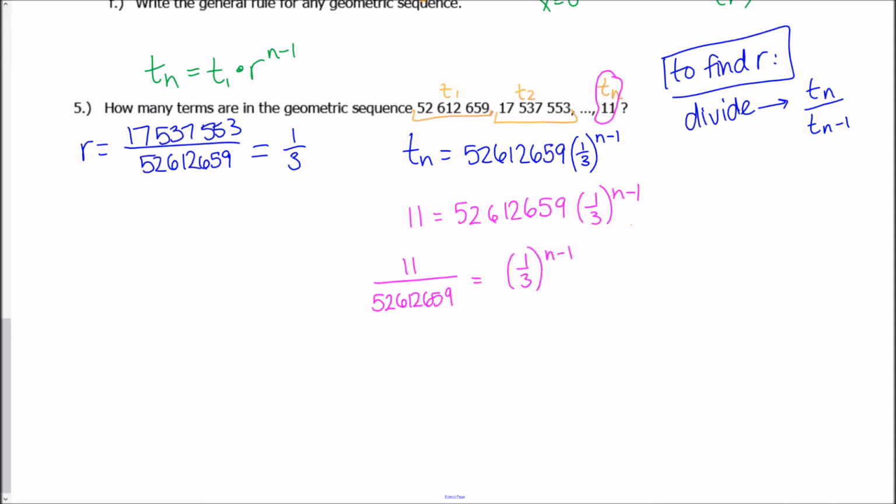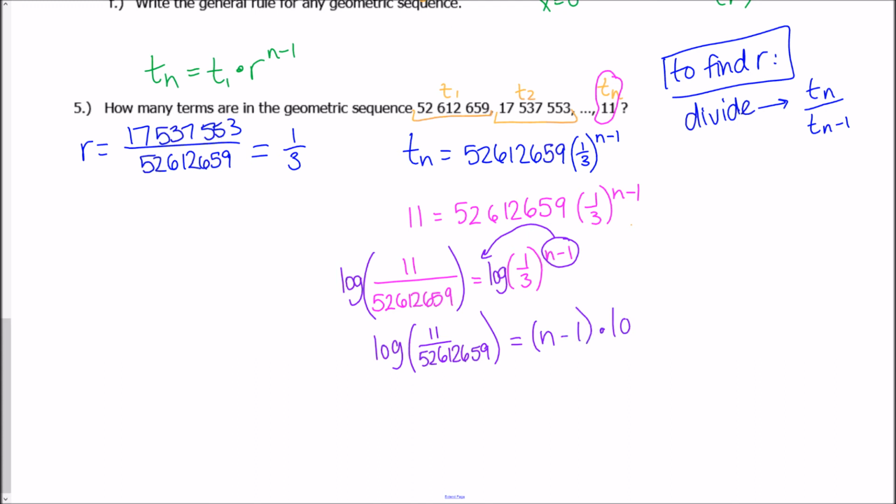And if you remember, we learned that to get the exponent out of here, I can log both sides. So when I log both sides, it's going to say the log of 11 over this 52,612,659 is equal to, don't forget, we log to bring this n minus 1 out in front. So n minus 1 times the log of 1/3.